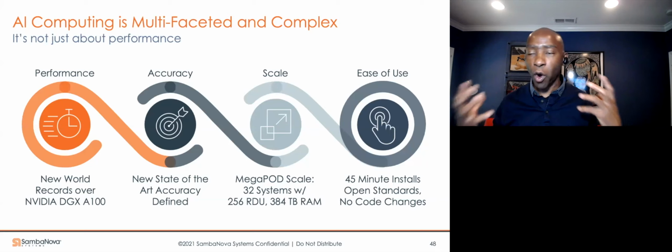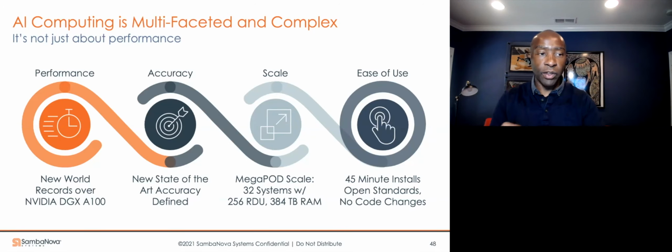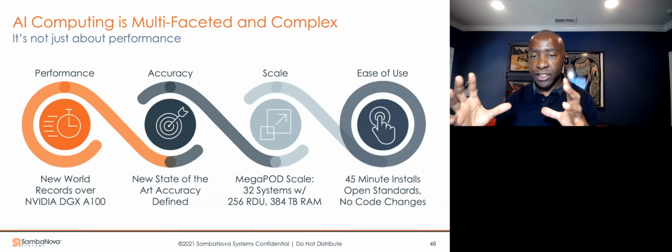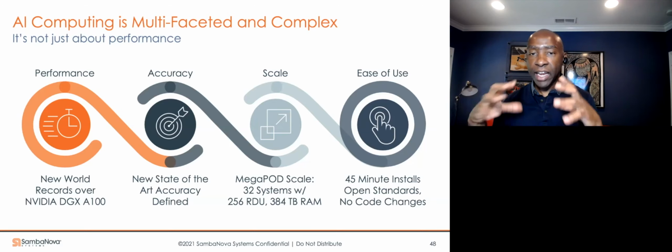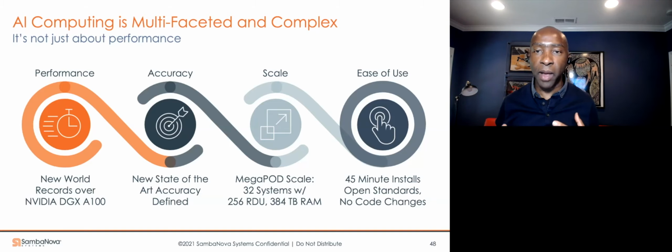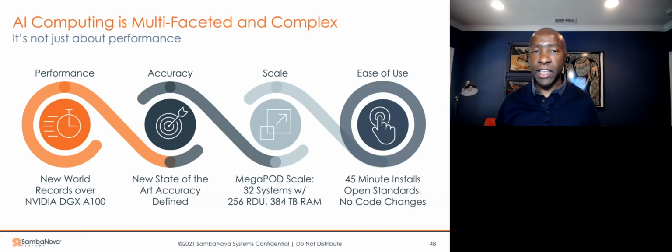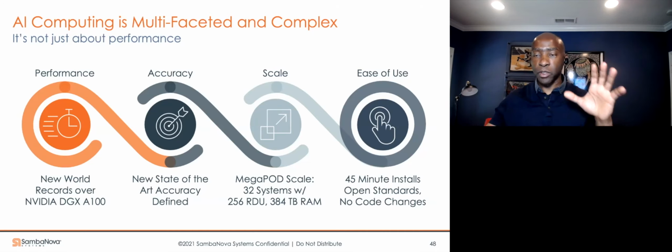Number one being performance, of course. We have a number of new world records, but of course, performance is just really a means to an end, and what you really want is high accuracy, right? So that you can get state-of-the-art accuracy on the models that you care about, and actually training these models and serving these models needs the ability to scale to large numbers of RDUs, huge amounts of memory, and of course, this has got to be delivered in multiple systems.